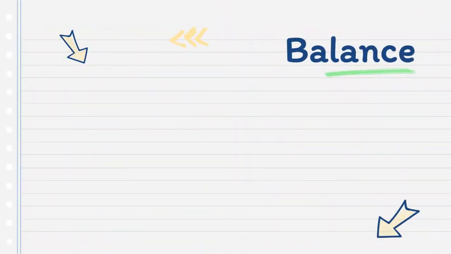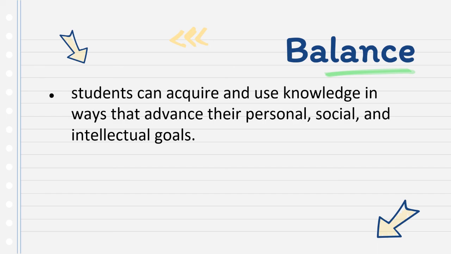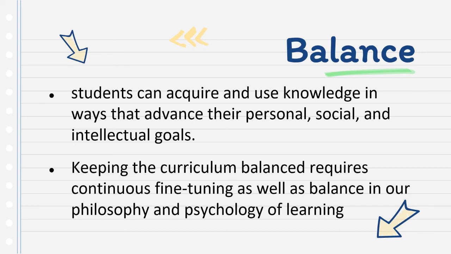When designing a curriculum, educators strive to give appropriate weight to each aspect of the design. For instance, in a balanced curriculum, students can acquire and use knowledge in ways that advance their personal, social, and intellectual goals. Keeping the curriculum balanced requires continuous fine-tuning as well as balance in our philosophy and psychology of learning.